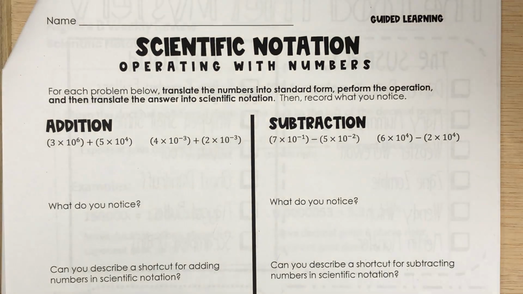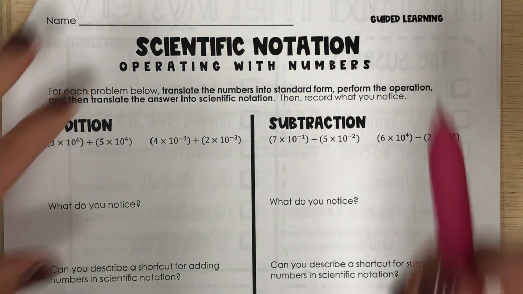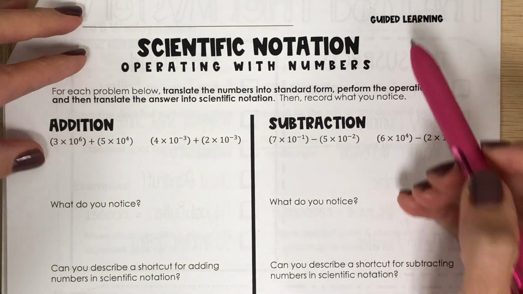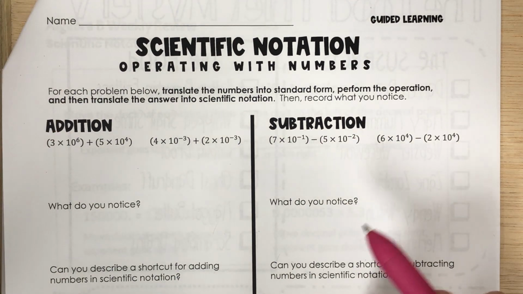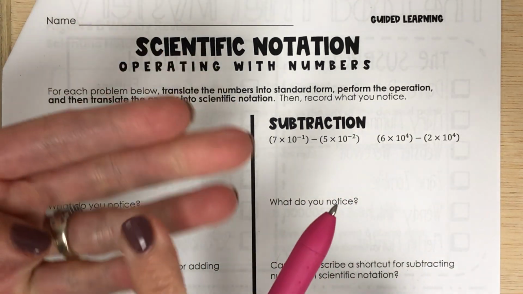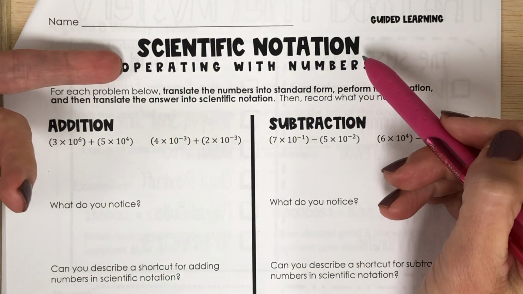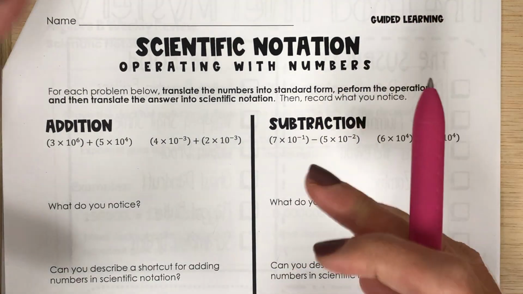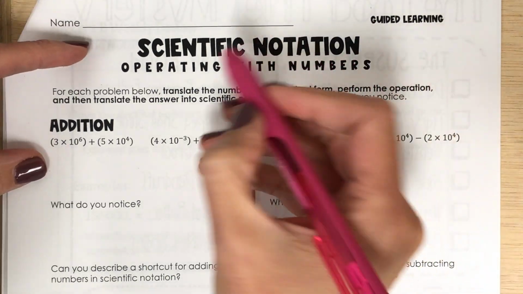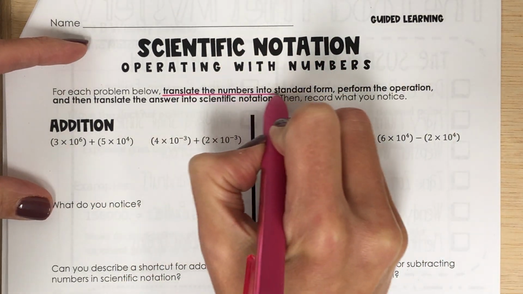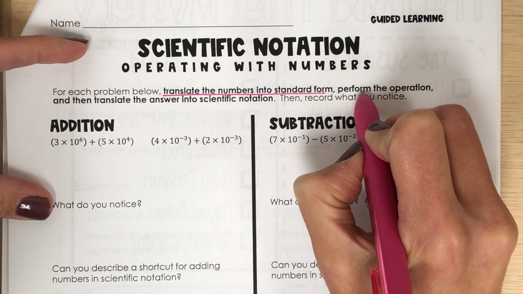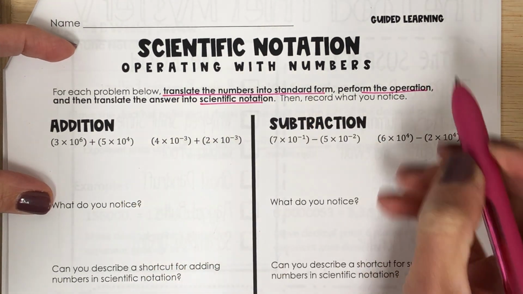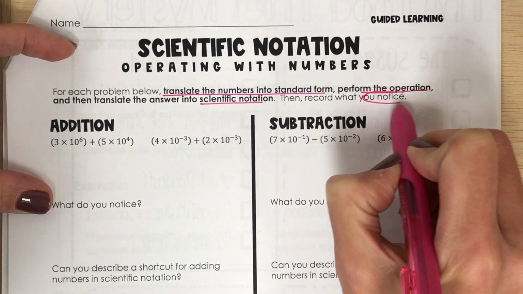Right, we've already talked about how to convert standard into scientific notation and vice versa, but now let's talk about how we use scientific notation. How do we add, subtract, multiply, and divide numbers that are already in scientific notation? This is going to be a guided exercise. We're going to translate the numbers into standard form, perform the operation, and then translate them back into scientific notation, and then see what we notice.